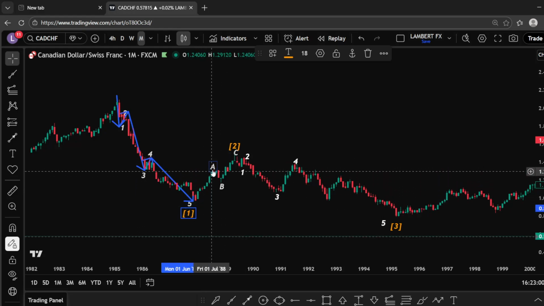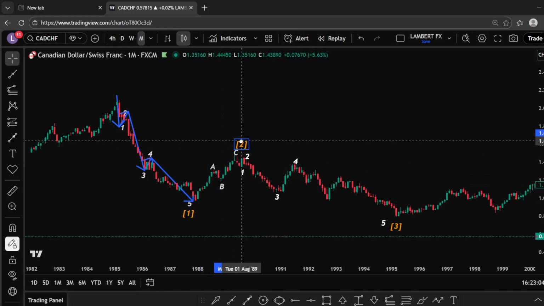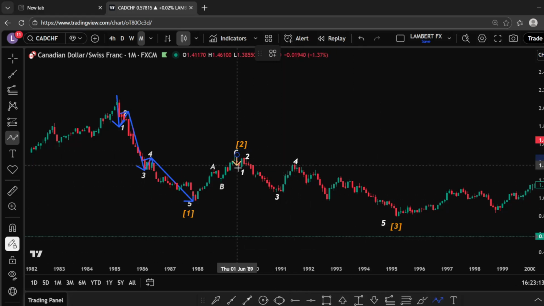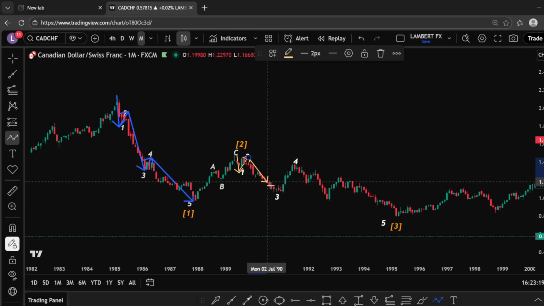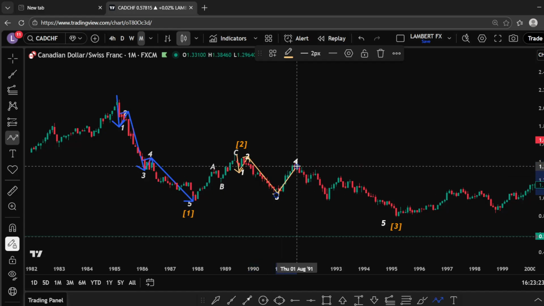Then I have my correction. You see, it went back A, B, and C. That would be my number 2, and then we start a count again. We have our 1, our 2, and then our 3, which is the longest of them all. And then our leg 4, and then our leg 5.